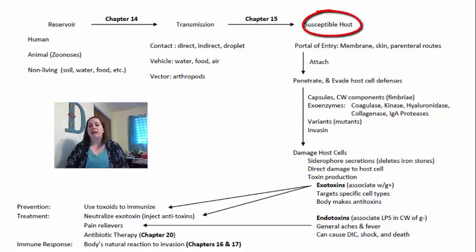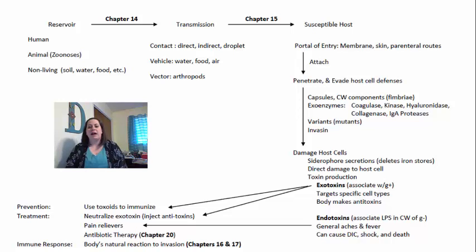What's the portal of entry? Did it come through the mucous membrane? Did it come through the skin? That sort of thing. We also want to look at what things the pathogen has that help it gain access into the host. How does it also damage the host cells? When we look at how this happens with the damage of the host cells, this is going to lead us into the idea of our immune system, which we'll talk more about in chapter 16 and 17, and also antibiotic therapy, which we'll talk about in chapter 20.